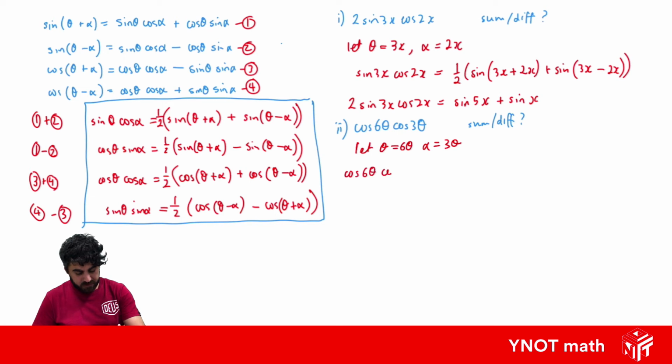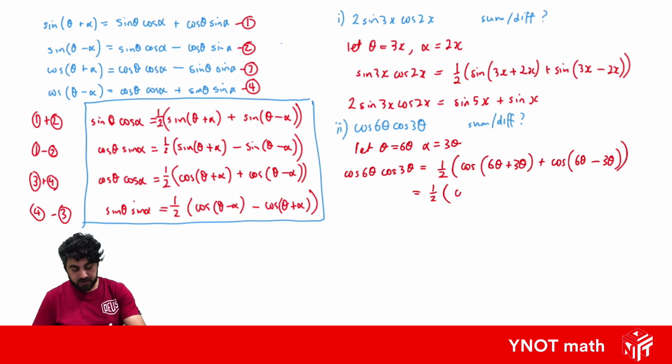So we can express cos of 6 theta cos 3 theta as a half of cos of theta, which is 6 theta, plus alpha, which is 3 theta, plus cos of theta, which is 6 theta, minus alpha, which is 3 theta. We can simplify our right-hand side a little bit, so it's a half times cos of 6 theta plus 3 theta is 9 theta, plus cos of 6 theta minus 3 theta, which is 3 theta. And that's our expression.